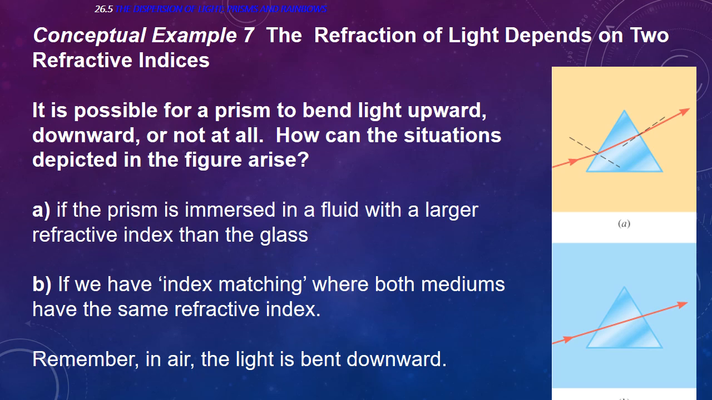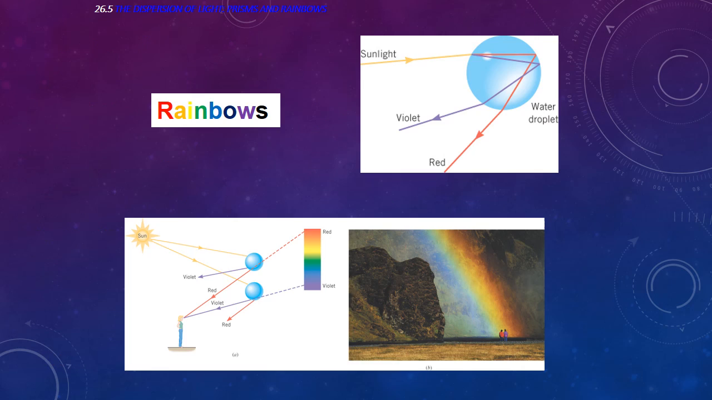So I hope that makes sense. You can go back through the PowerPoint a couple of times to understand how the indices of refraction are changing, whether it bends towards the normal or away from the normal, or if they're the same, it doesn't bend at all.